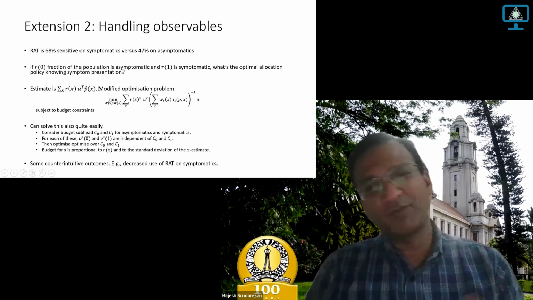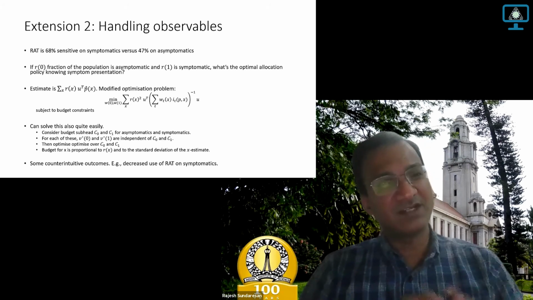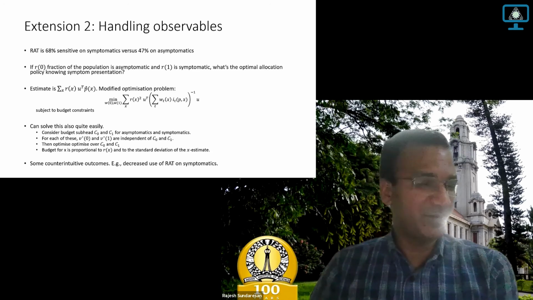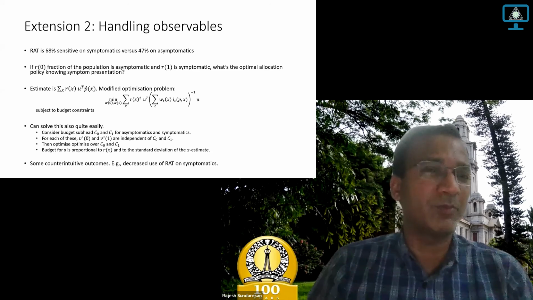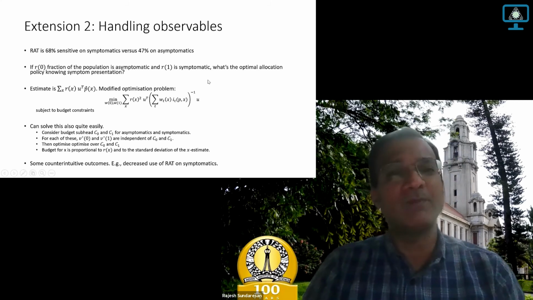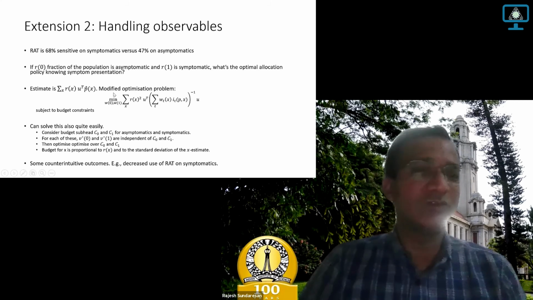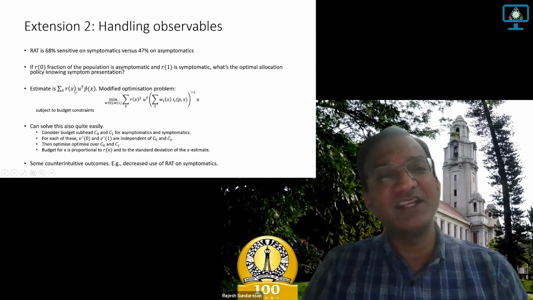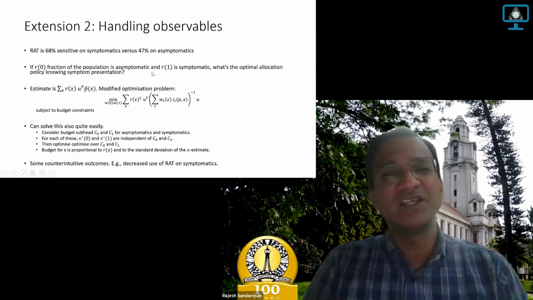So now the number of parameters doubles. There are 3 parameters for the symptomatic fraction and 3 parameters P1, P2, P3 for the asymptomatic population. We call that P of X, so X is 0 or 1. And then we make an estimate in each of that and come up with an overall estimate. And we then try to find its variance. So that expression is fairly straightforward.